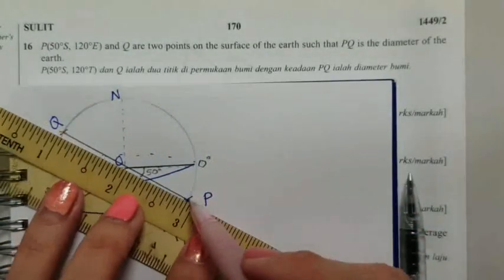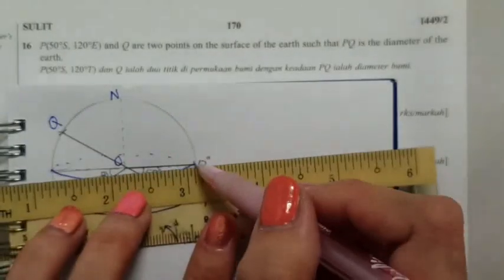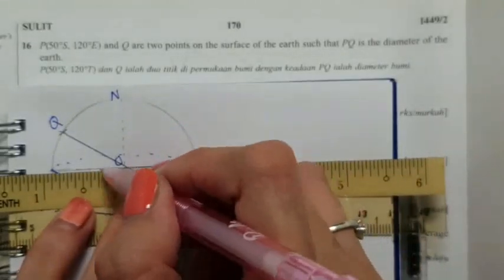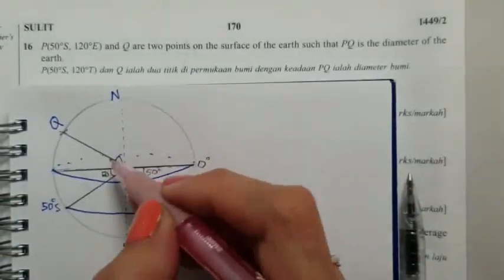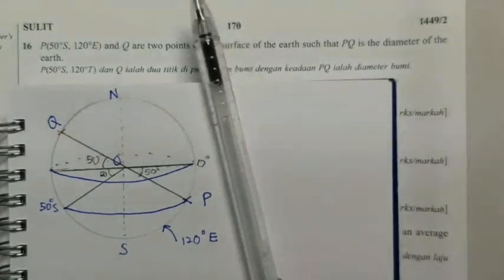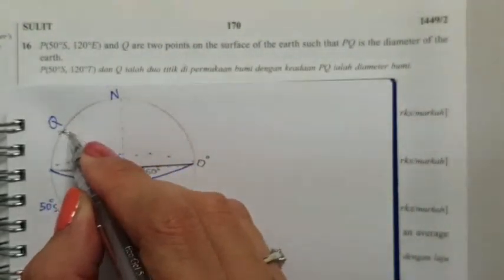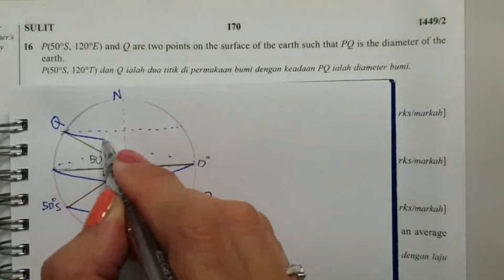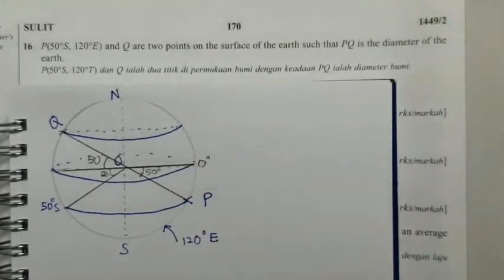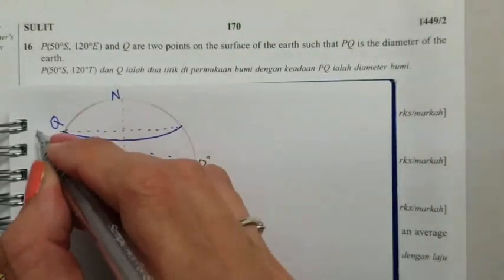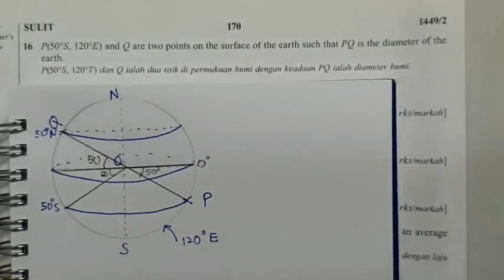Now this is a straight line, isn't it? PQ is the diameter, a straight line. Therefore, the diameter of the Earth passing through the equator is also a straight line. Therefore, we will have a vertically opposite angle. This is also 50. So we have already found where our Q is. Let's draw the diameter of the parallel where Q is located. So this is also 50 degrees north.